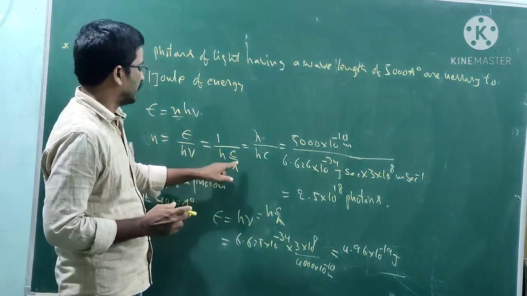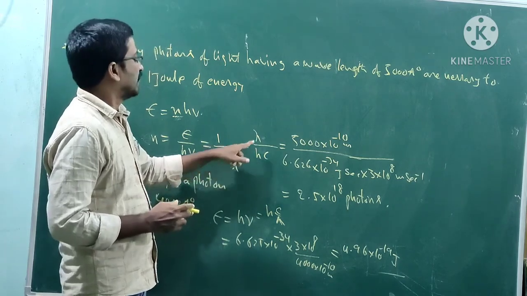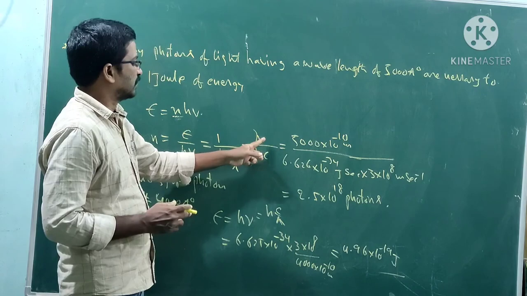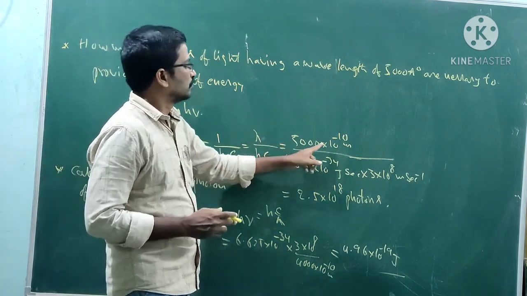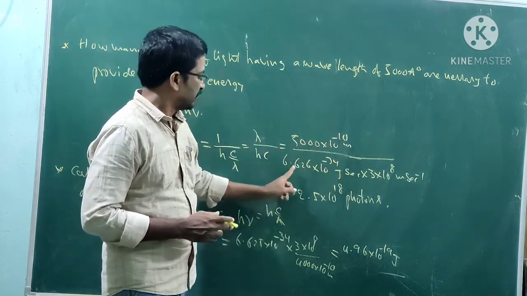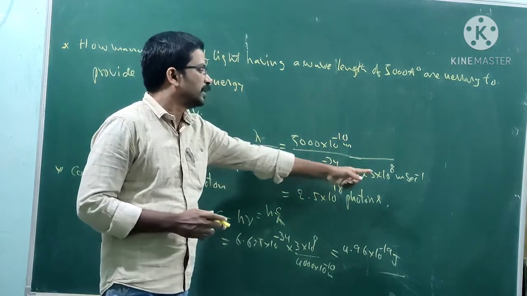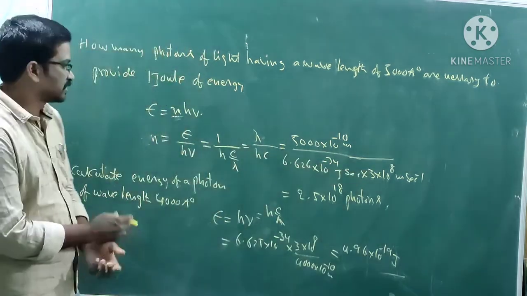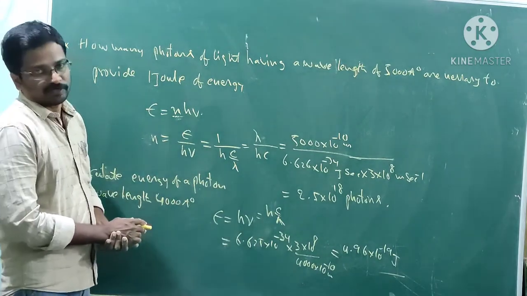Nu is equal to c by lambda, where h is the Planck constant. Then with lambda value 5000 into 10 to the power of minus 10 meters, and the Planck constant value, and c value 3 into 10 to the power of 8 meters per second, you get 2.5 into 10 to the power of 18 photons.